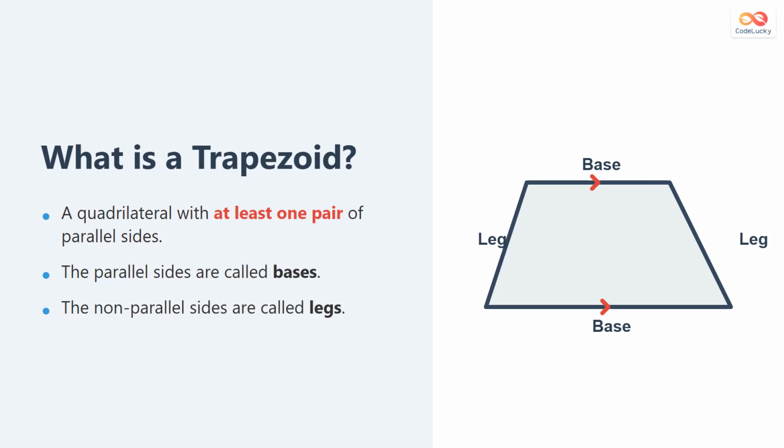First, let us quickly recall what a trapezoid is. A trapezoid is a four-sided shape, or quadrilateral, that has at least one pair of parallel sides. These parallel sides are known as the bases, while the other two sides are called the legs.